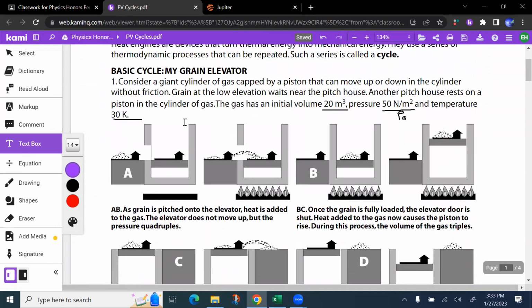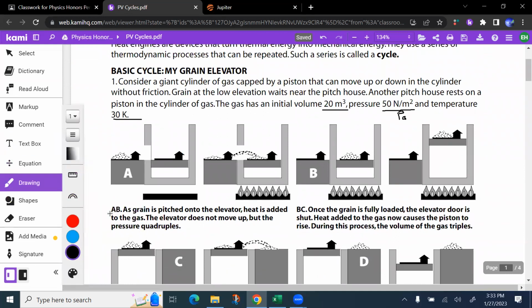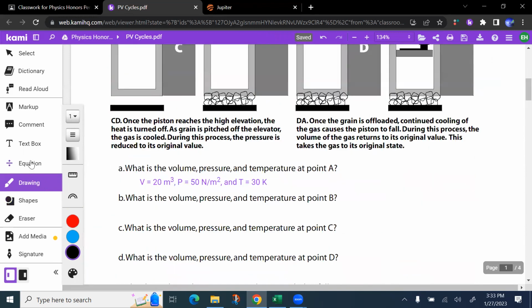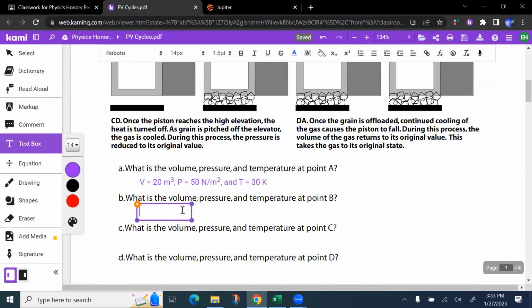That's where we're starting. Now, it tells us in this process from A to B, as grain is pitched onto an elevator, heat is added to the gas. The elevator does not move up. Well, that means the volume stays constant, but the pressure quadruples. Well, let's figure that out. So the volume does not change because it said the elevator does not move. So the volume stays at 20 cubic meters. The pressure, however, quadruples. So 4 times 50 would be 200 newtons per square meter.